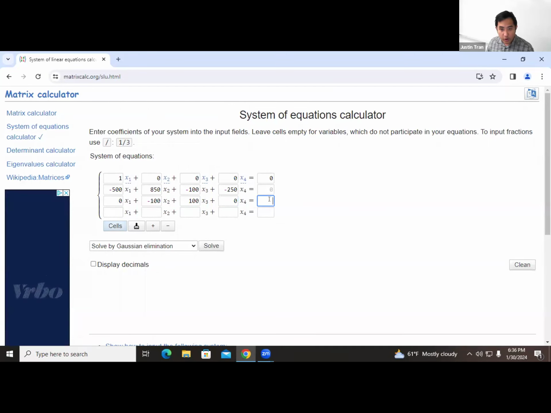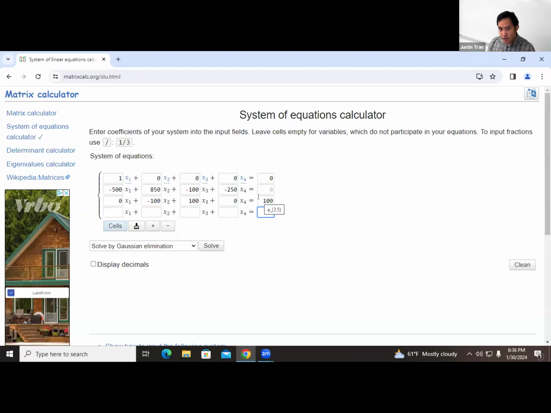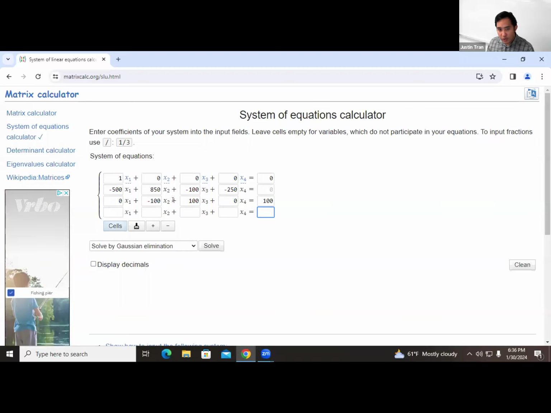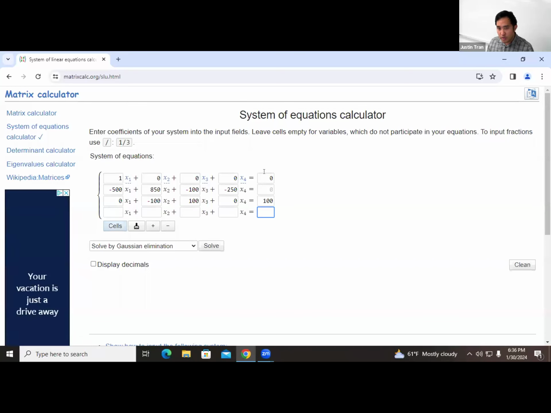We are going to have an entry here on this side. This is going to be 100. So this is the F3 value right here. It's a little bit hard to see because the positions are swapped, but you can see I'm putting in the entries of the matrix here on the left-hand side, and on the right-hand side here, after the equal sign, this is where I'm putting the forcing vector.